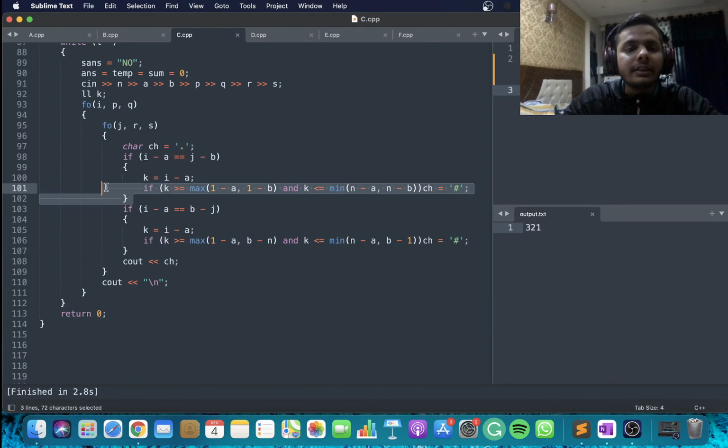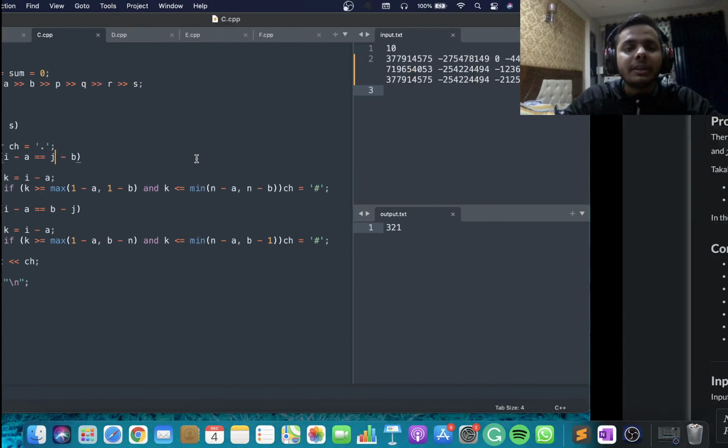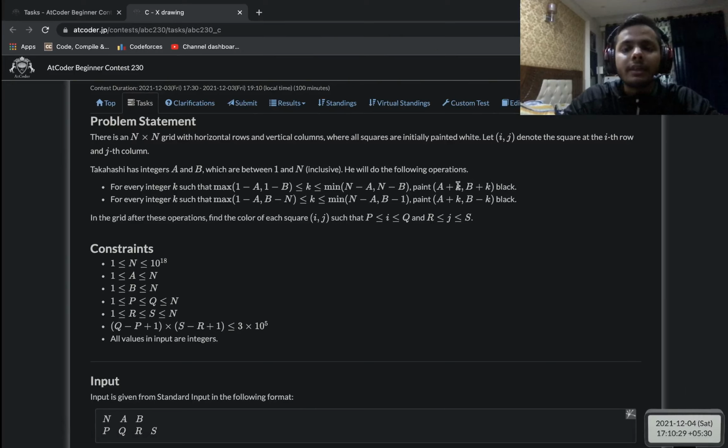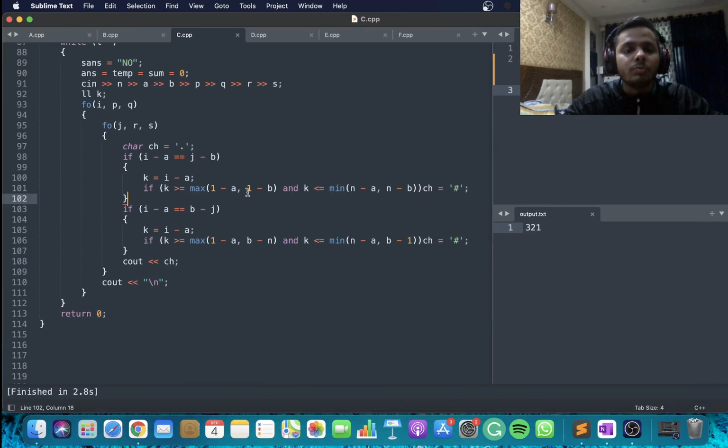So the first case is that i minus a is equal to j minus b, and if a plus k is equal to i and b plus k is equal to j, then that just means that k is equal to i minus a and k is equal to j minus b. So if i minus a is equal to j minus b, then I know that k is equal to i minus a. So I just have to check whether k belongs to this range or not. So that I do here.